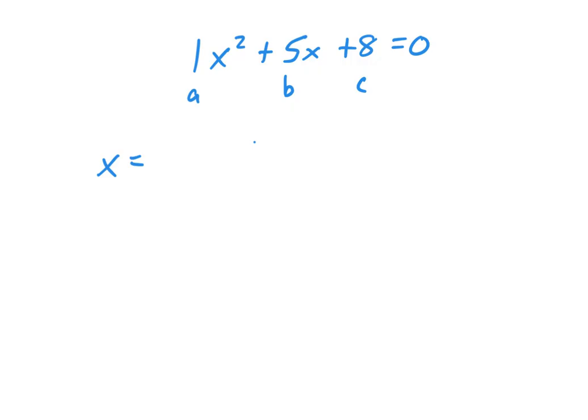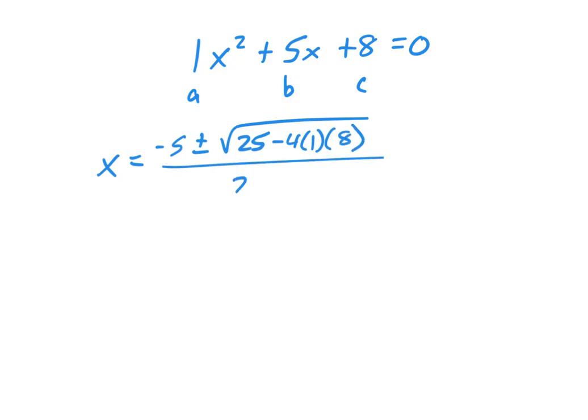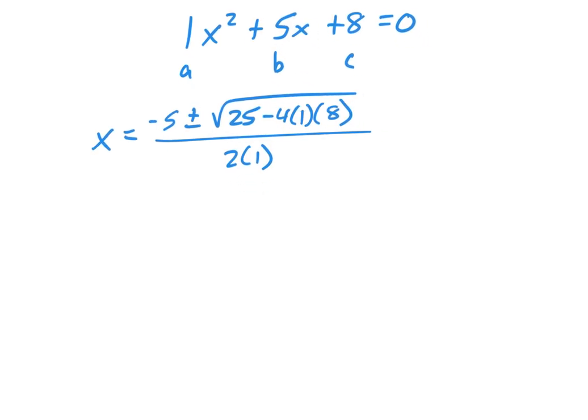So let's see what this one looks like. Negative 5 plus or minus b squared would be 25 minus 4 times 1 times 8, all over 2 times 1. Four times 1 times 8 is 32. So 25 minus 32 is negative 7 all over 2.